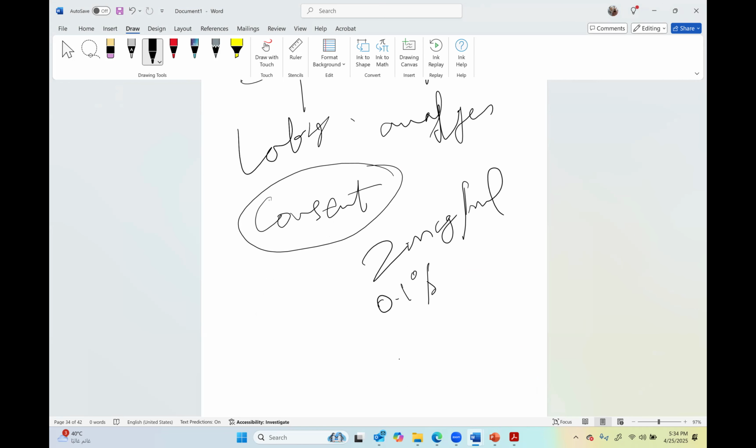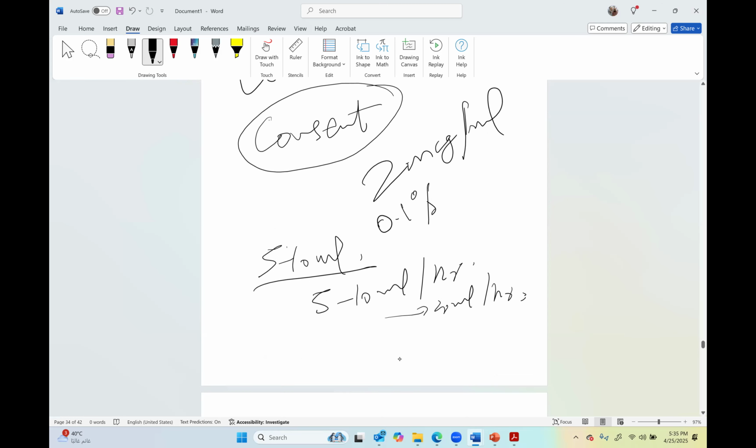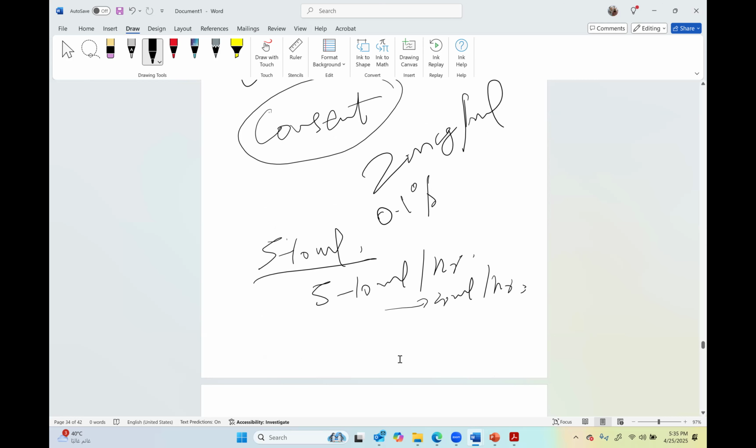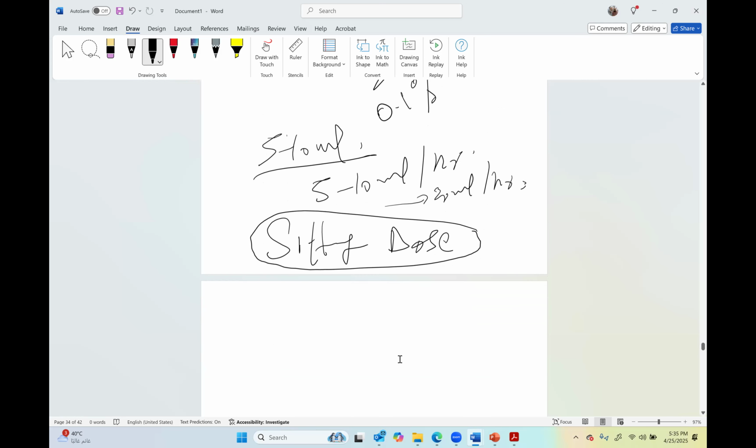So initially, when you initiate, you give a 5 to 10 ml bolus. And then 5 to 10 ml per hour, and you can go up to even 20 ml per hour for the first stage of labor. For the second stage of labor, there is increased dose, increased volume, around 15 to 20 ml. Incremental, and you can give a sitting dose.